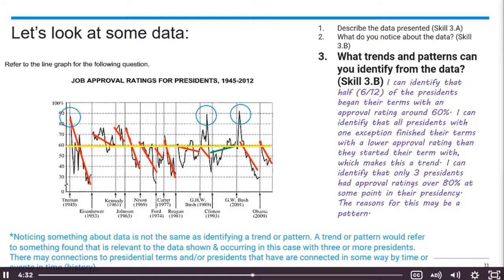And so we then got an understanding there of some trends as well as patterns. Again, noticing something is not the same thing as identifying a trend or a pattern. Okay, we've got another one here.